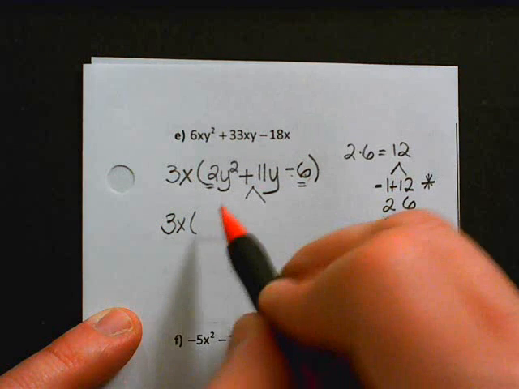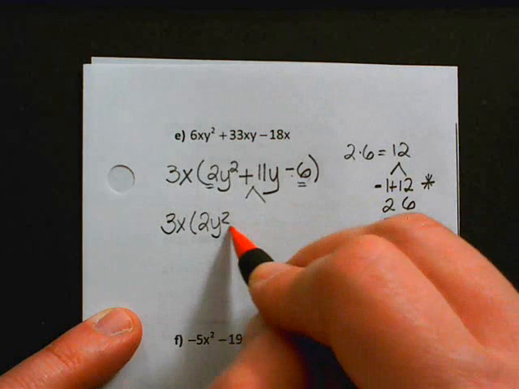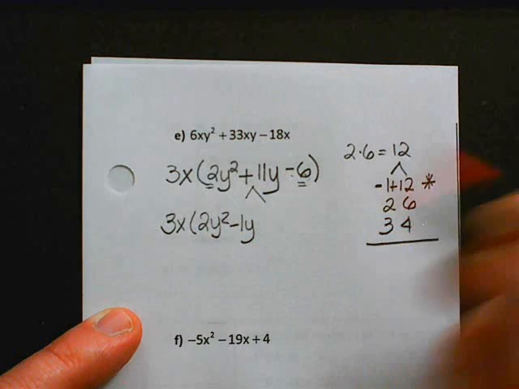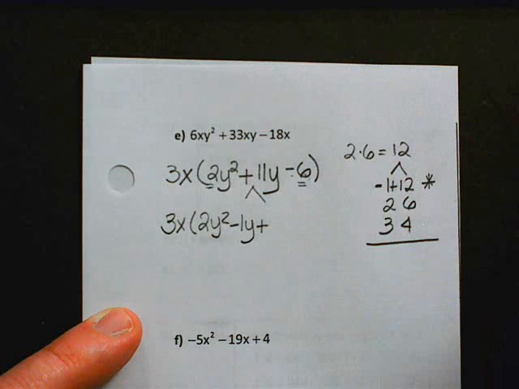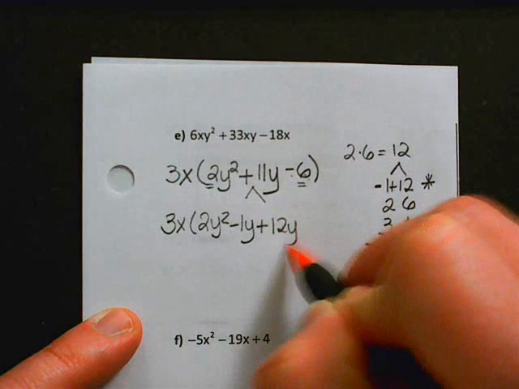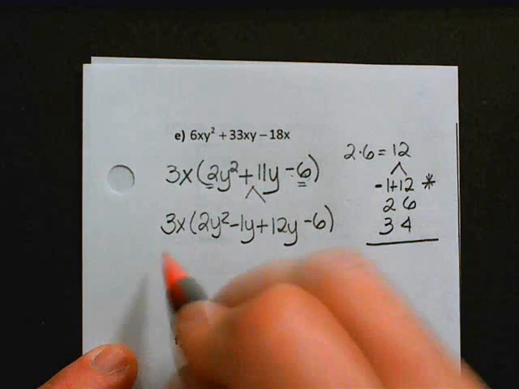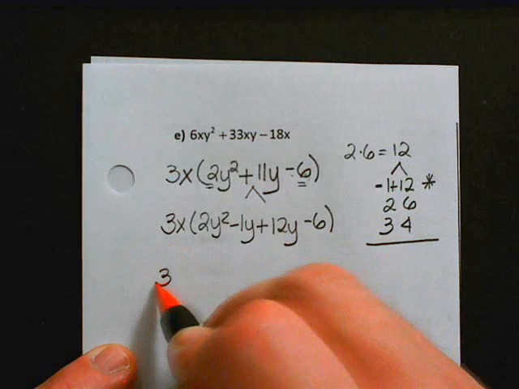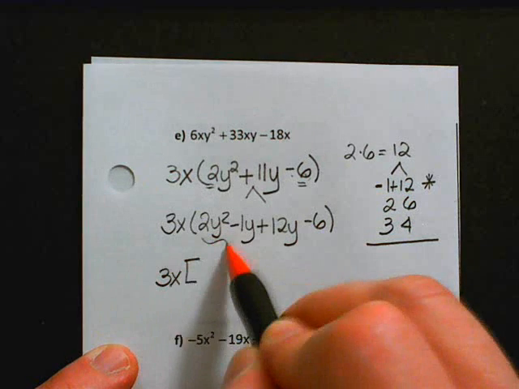So this would be 3x, and you're going to copy the first term, and you're going to break it down as negative 1y plus 12y, and you're going to bring down the negative 6. Now just keep writing this 3x that is on the outside, and we're going to factor by grouping on the inside.